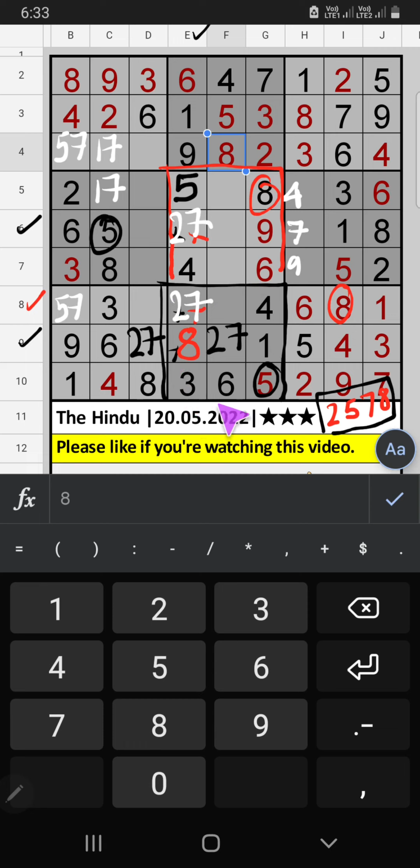8th grid, only 1 number is remaining, 9. 9 is confirmed here. 7th row and 5th row, we have 3. So 3 can't come in these cells, then 3 is confirmed here.